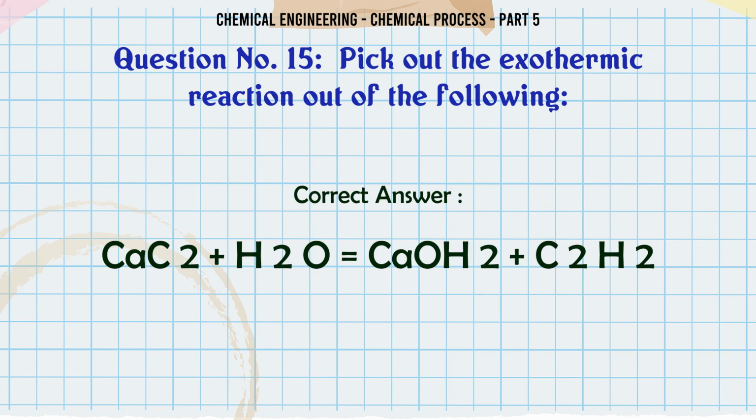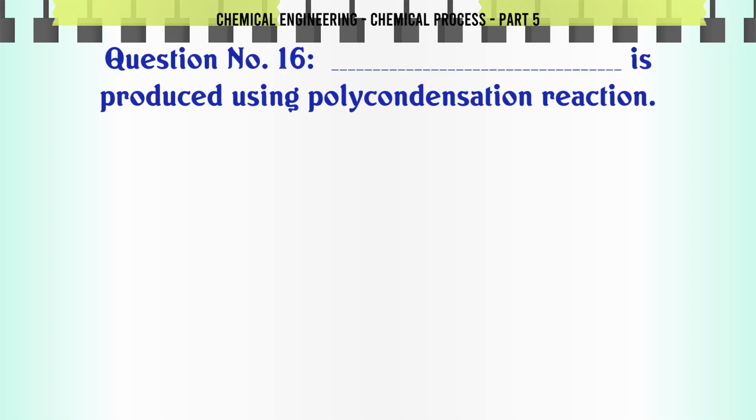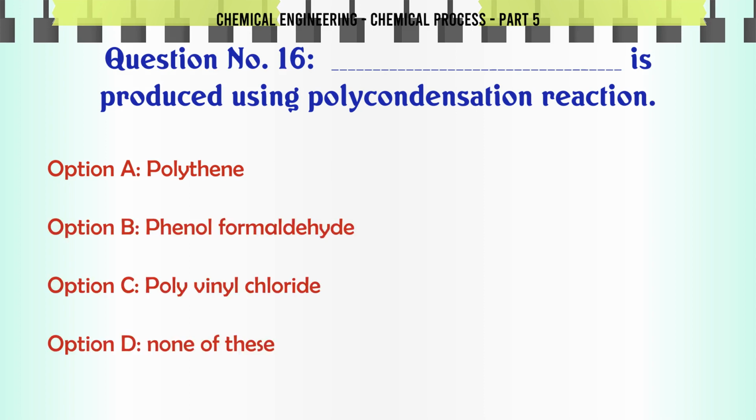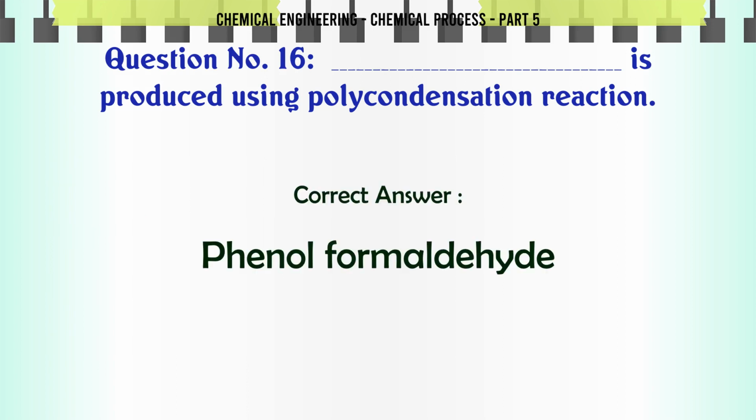is produced using polycondensation reaction. A. Polythene. B. Phenol formaldehyde. C. Polyvinyl chloride. D. None of these. The correct answer is phenol formaldehyde.